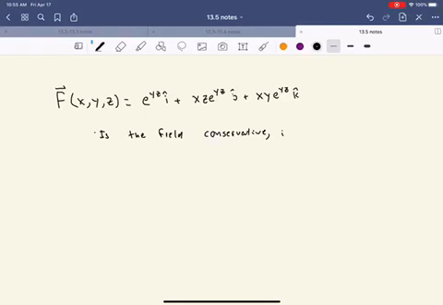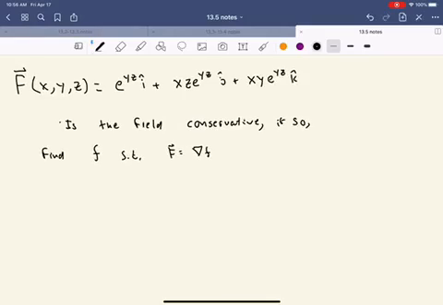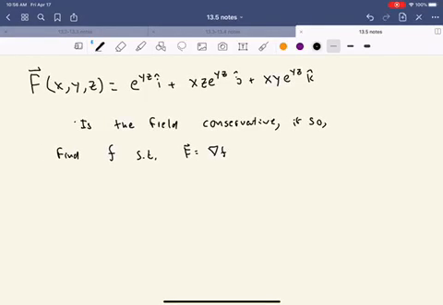If so, find f so that capital F equals the gradient of f. Okay? So, well, we could have done this even in the last section. We actually did have problems very similar to this in the last section, but we're going to do it now with the idea that you need to have the curl of the vector field. And we're going to check and see if that's 0.